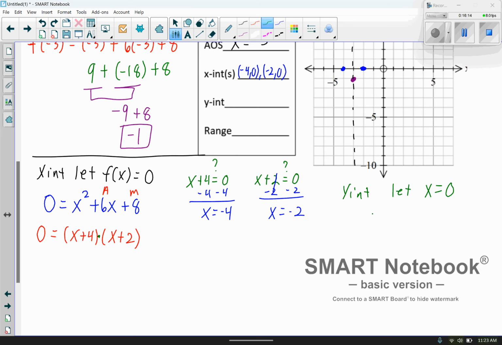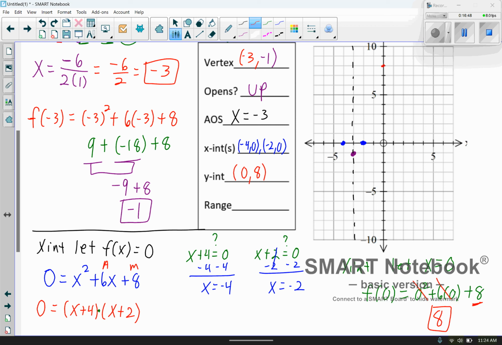And what happens is f of 0, you're going to have 0 squared plus 6 times 0. And then you have that constant on the end, that plus 8. And that's the only thing that's going to survive because those just go away. 0 squared is 0. 6 times 0 is 0. So I'm just left with that 8 right there. So when I let x equal 0, my y value is going to equal 8. So let's go ahead and put that on the graph.